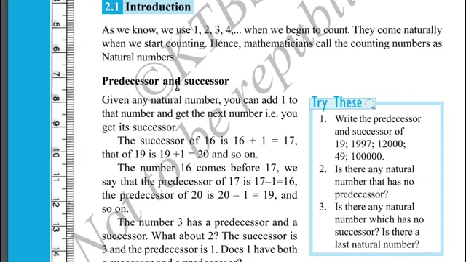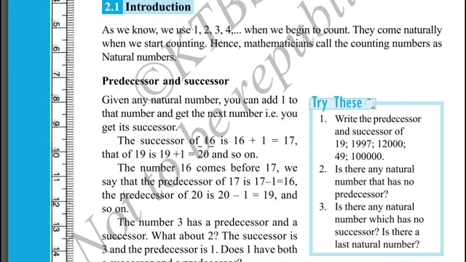Predecessor and successor. Given any natural number, when you add 1 to that number, you get its successor. Say for instance, the given number is 7. When you add 1 to it, you will get the successor. The successor of 7 is 8.